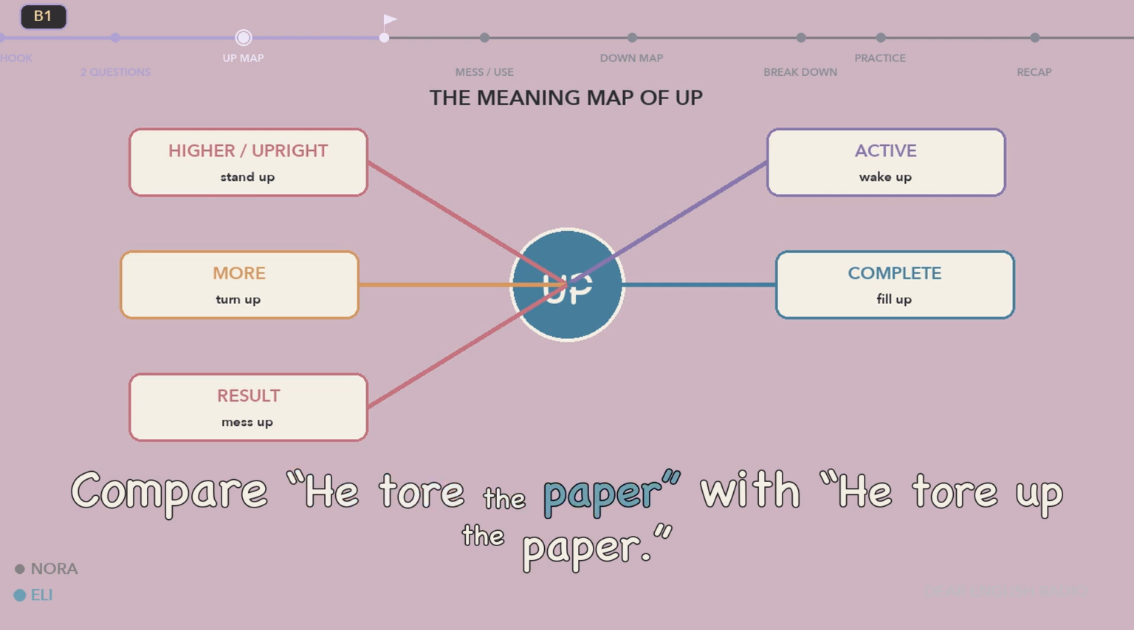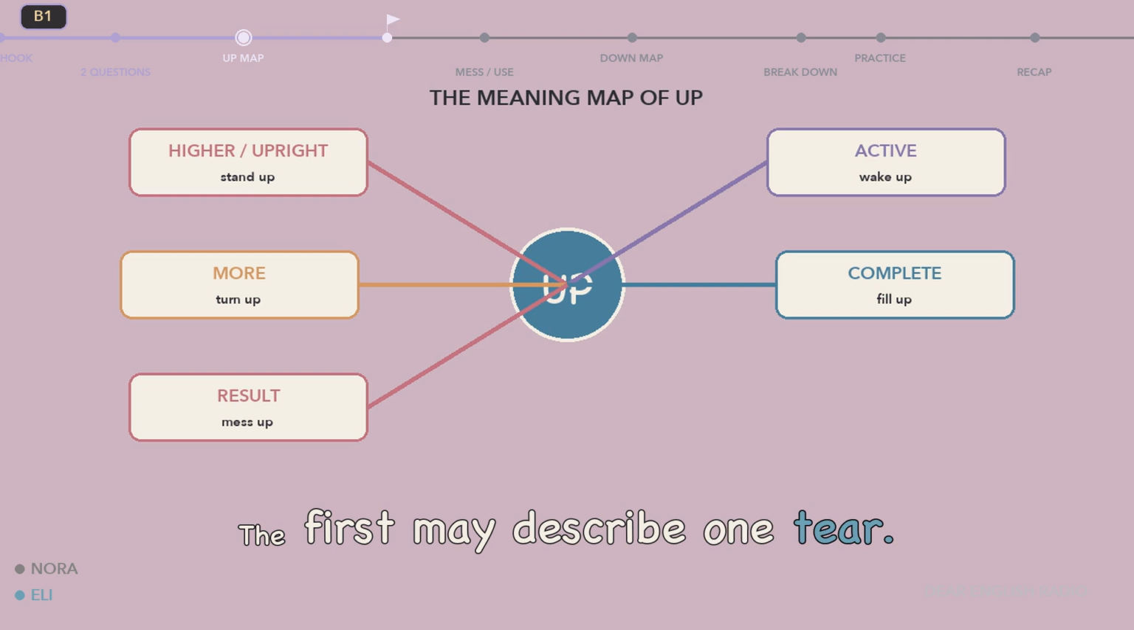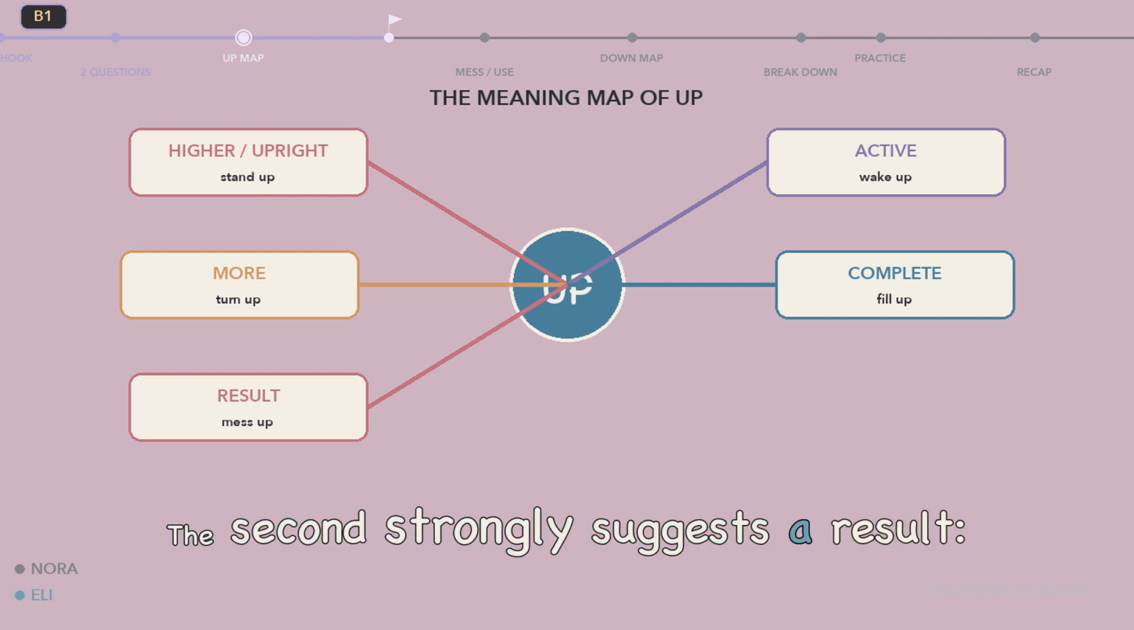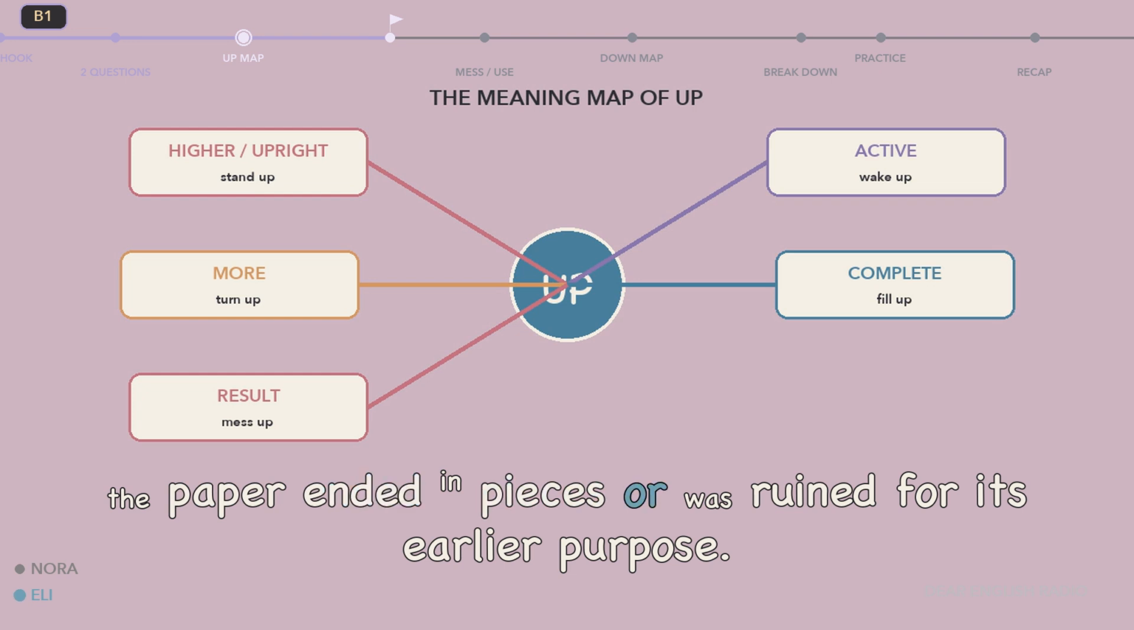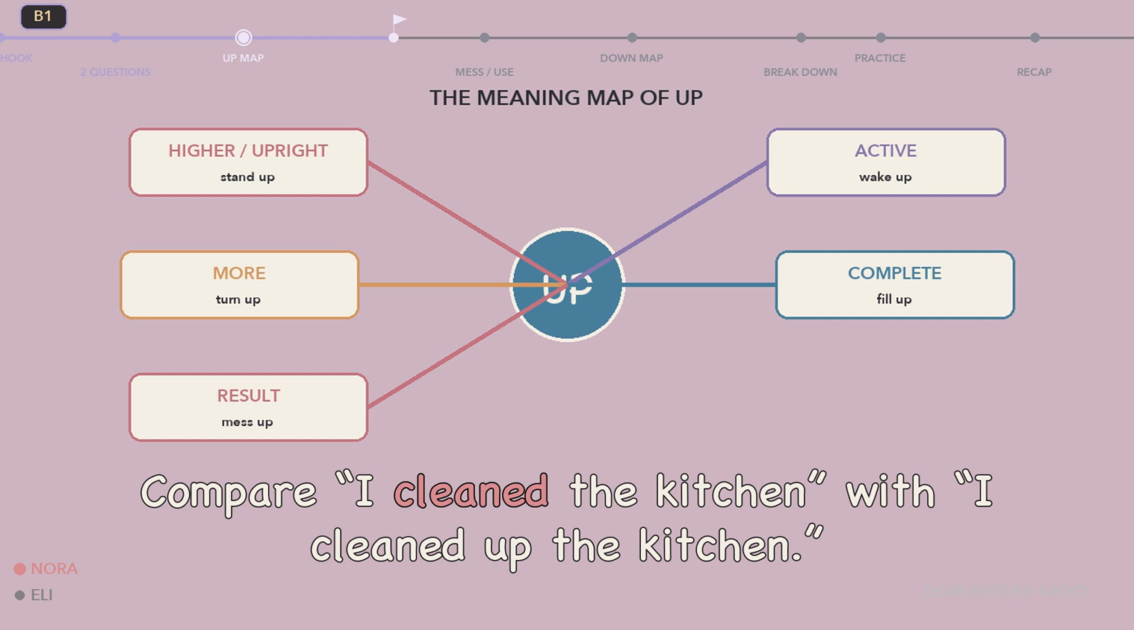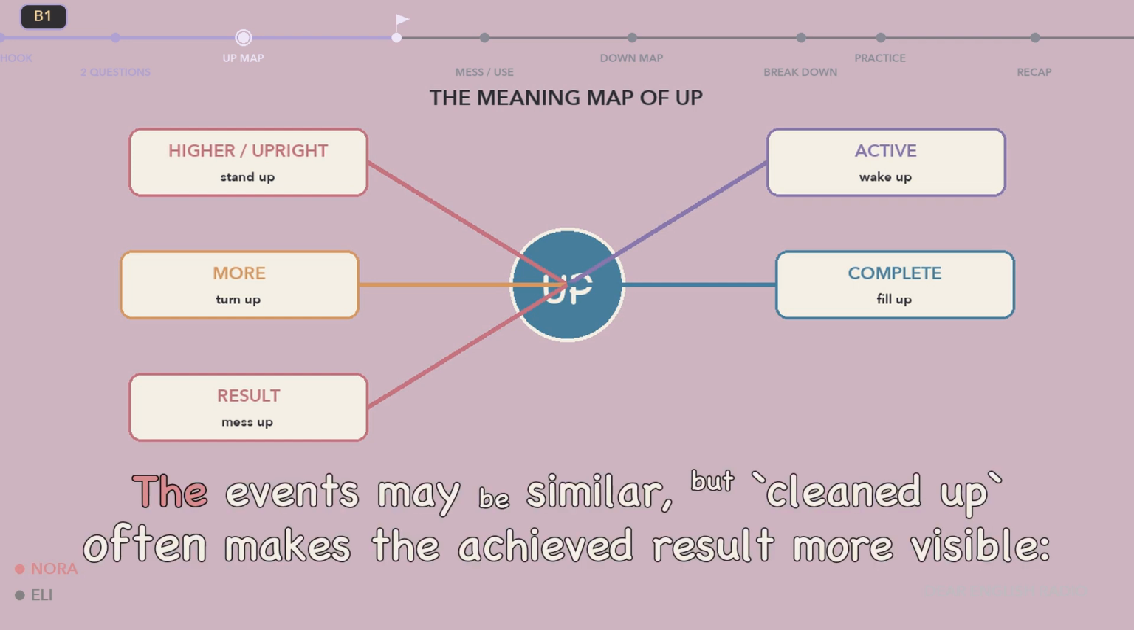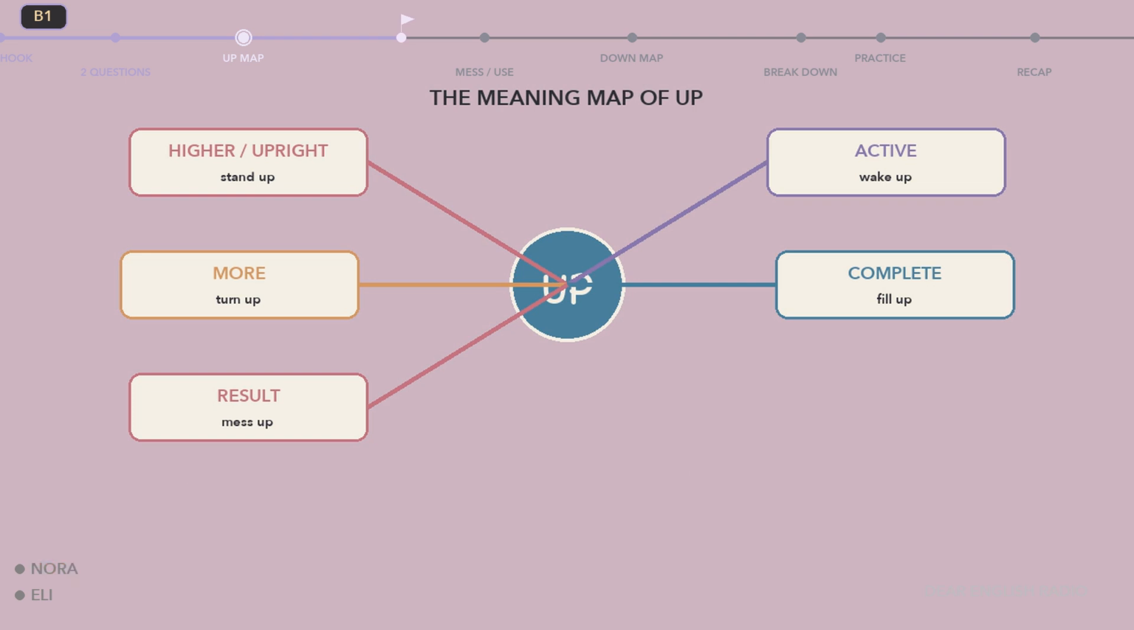Compare he tore the paper with he tore up the paper. The first may describe one tear. The second strongly suggests a result. The paper ended in pieces or was ruined for its earlier purpose. Compare I cleaned the kitchen with I cleaned up the kitchen. The events may be similar, but cleaned up often makes the achieved result more visible. The kitchen is now orderly.